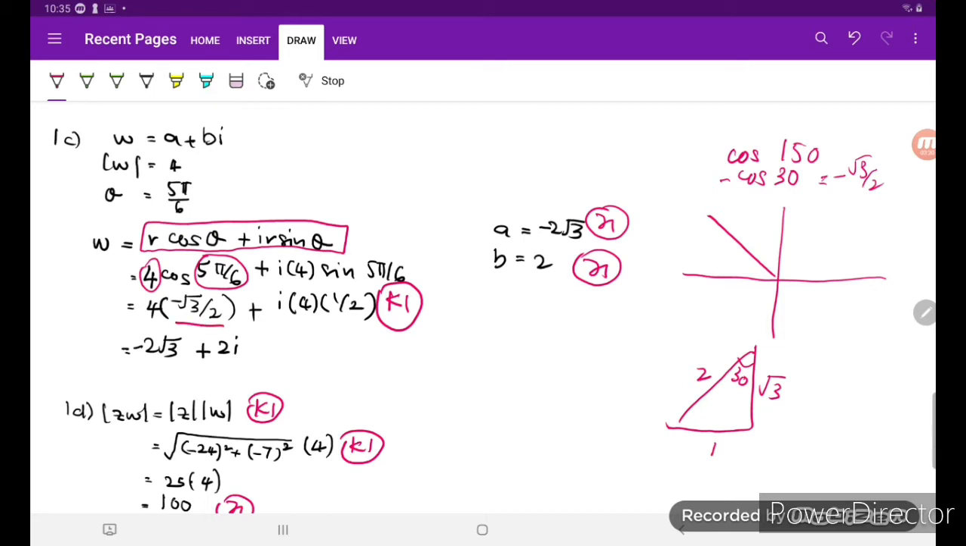But for sine 150, sine on the second quadrant is still positive. So sine 30 for special angle will be half. That's why I have half here. So you will get your K1. Okay, J1 is your value for A and value of B. Okay, this is A, this is B. So you get here J1.